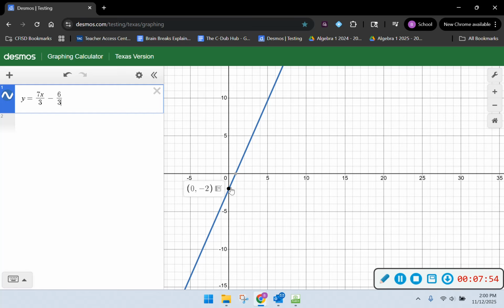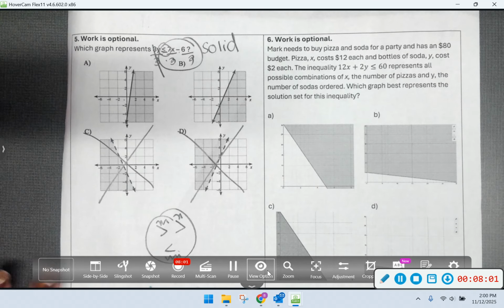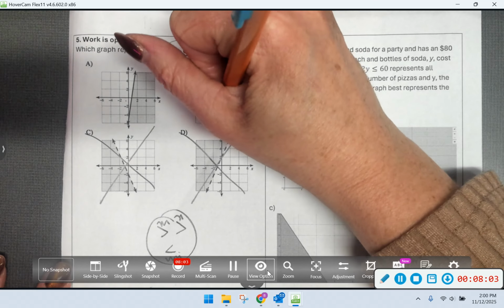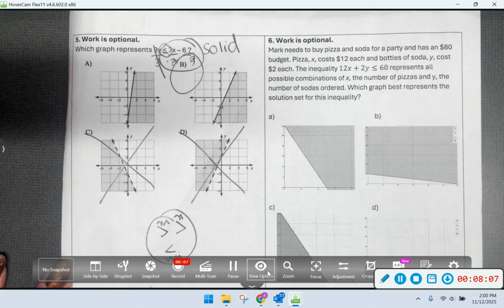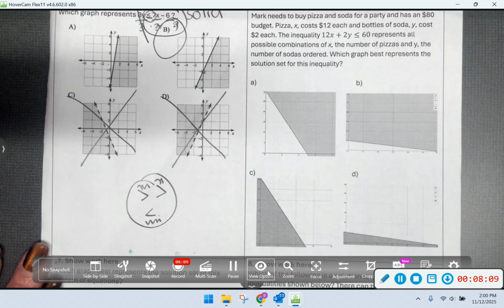I'm interested in my x-intercept and my y-intercept. So my y-intercept is negative 2. The answer choice that has negative 2 is B. So B is going to be our correct answer. All right, number 6.